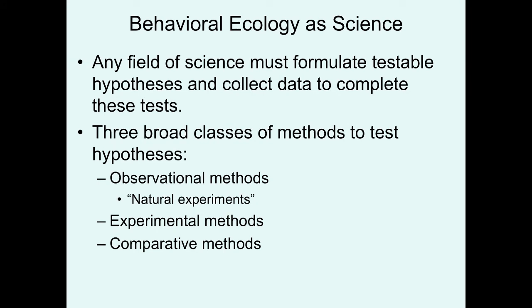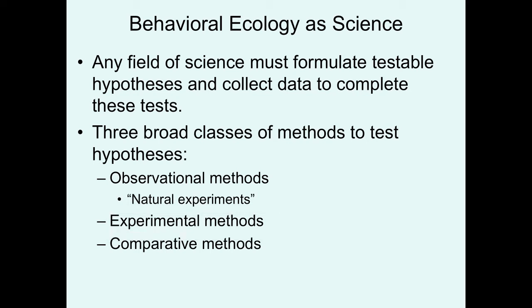And in behavioral ecology, we have access to three broad classes of methods to test hypotheses. The first is oftentimes referred to as observational methods or natural experiments. And what you're doing here is you're looking at natural variation in some trait of interest and looking at the consequences of that variation. Second method is using experimental methodologies. So whatever trait of interest you have, you manipulate that one trait and try to leave everything else the same, and you look at the consequences of that experiment.